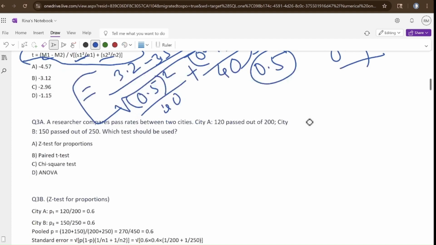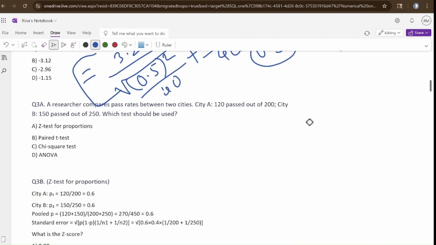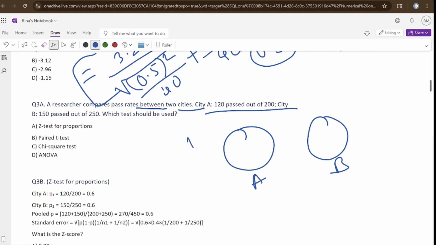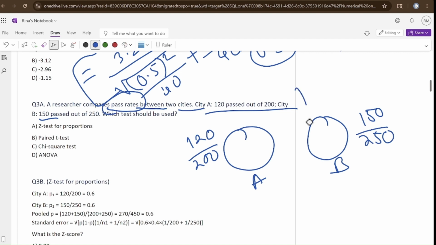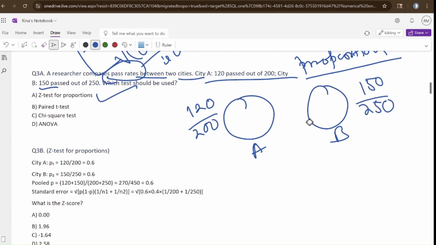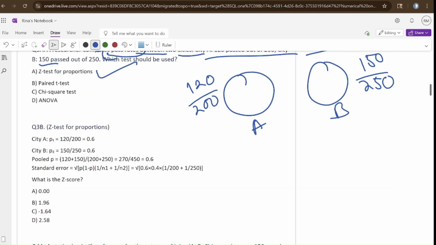Fine. Next question. A researcher compares pass rates between two cities, city A and city B. Here 120 passed out of 200, and in city B 150 passed out of 250. You have to compare the pass rates. So you can understand there is a proportion concept. Whenever there is a proportion concept, which test will you use? Z test for proportions. We discussed all these things in our last class. Now let's do the numerical.